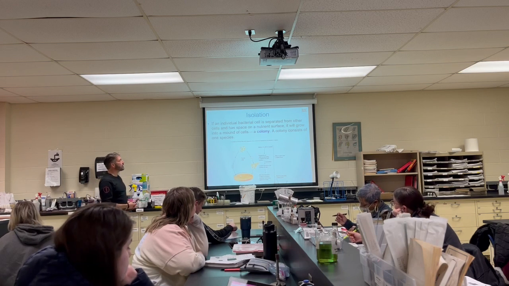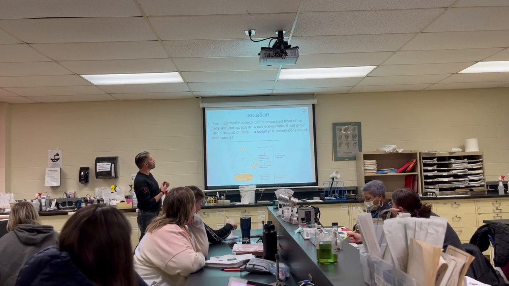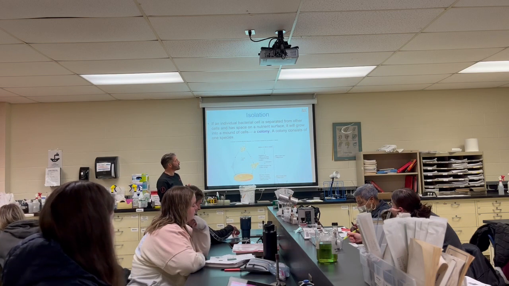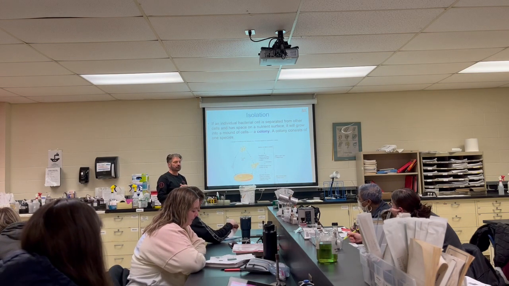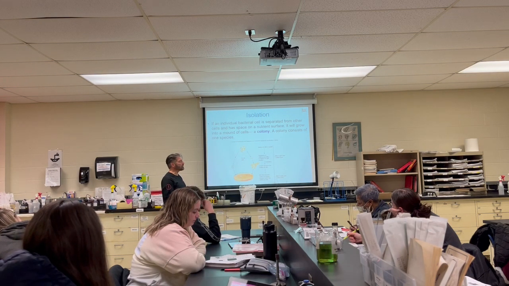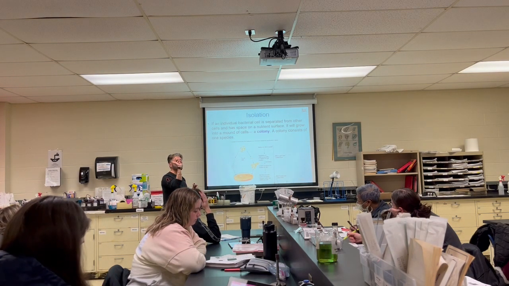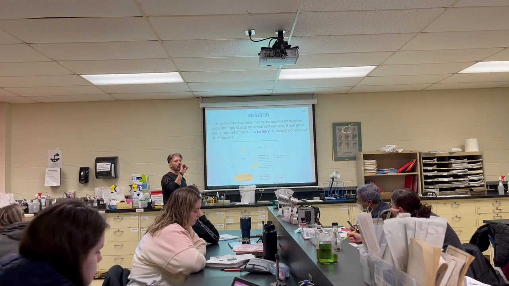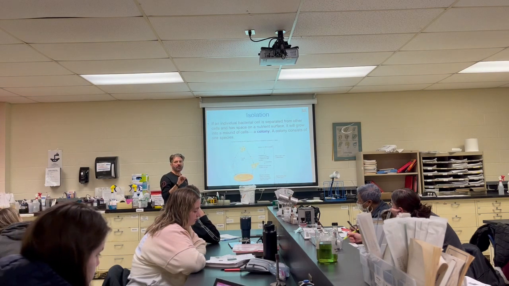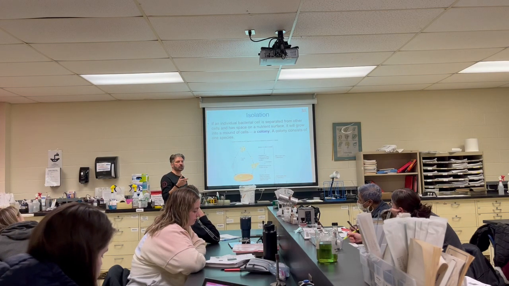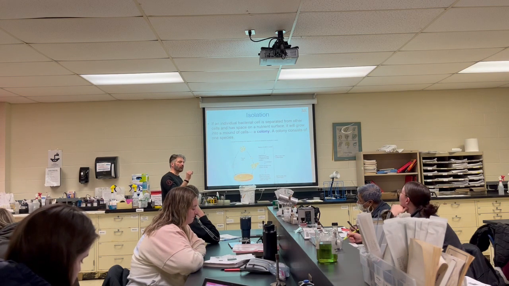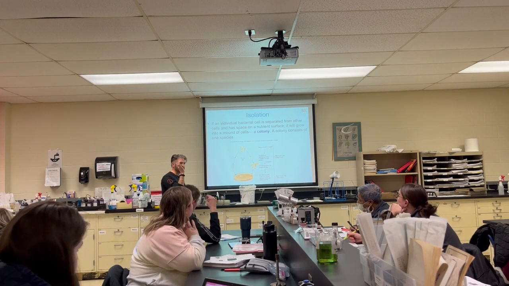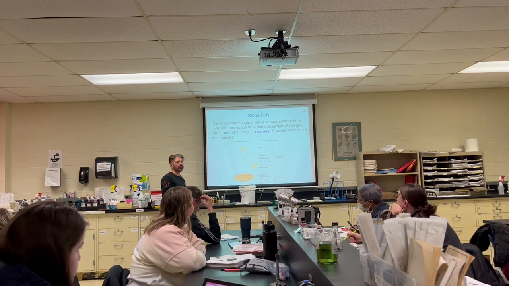Here's isolation. If an individual bacteria cell is separated from other cells and has space on a nutrient agar surface, it will grow into a monoculture called a colony. Theoretically, if I spread something out and I have one bacteria with nothing around it, bacteria divide through binary fission. They just divide over and over again, so I should have a colony. So if I swipe something from that colony, it should be exactly genetically the same as the original bacteria.